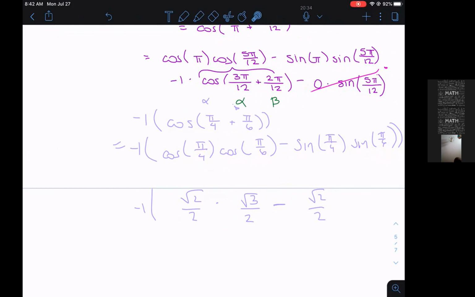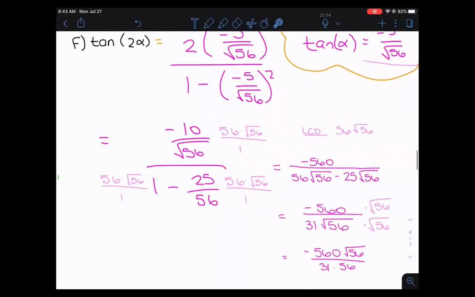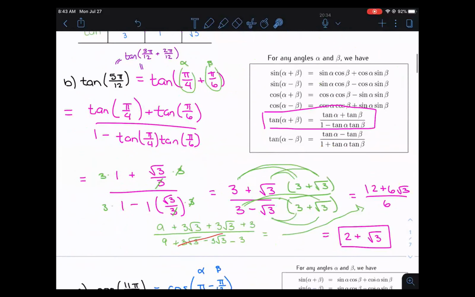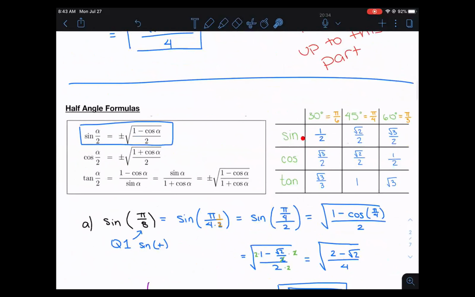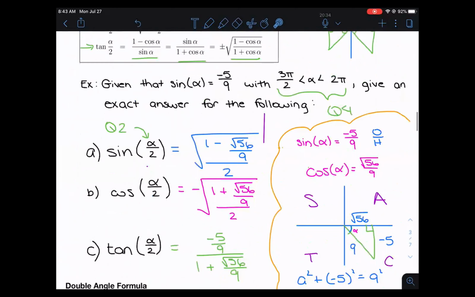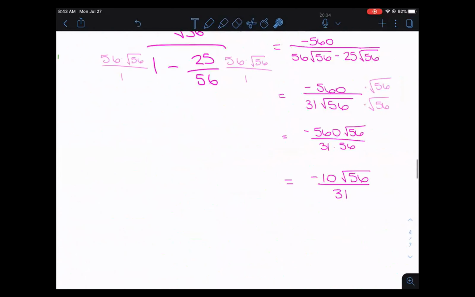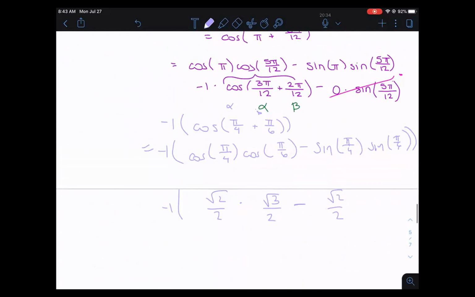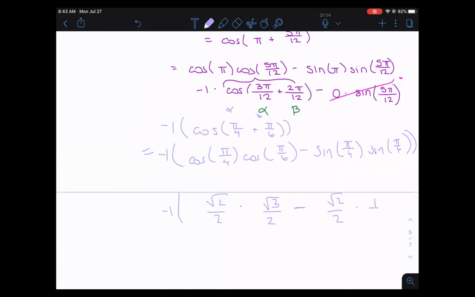If you guys use a table or anything you want, you can go all the way up here, and you can see that sine of pi over 6 is right here. It's 1/2. So this is just times 1/2. And now you just simplify this, and after you simplify this, you're done. So we can multiply the square root of 2 over 2 times the square root of 3 over 2.